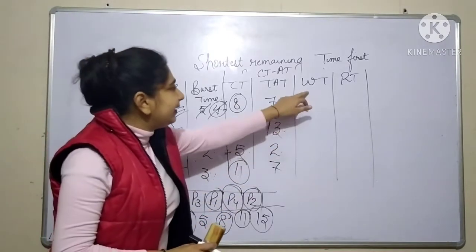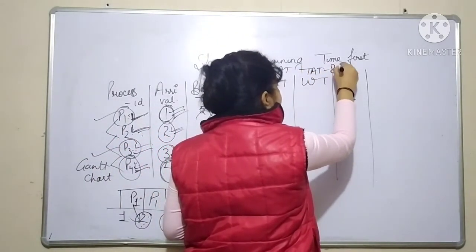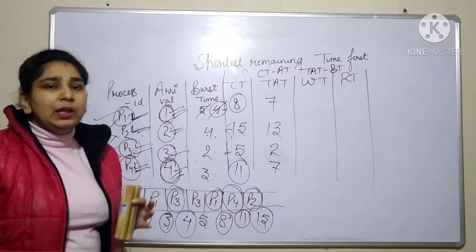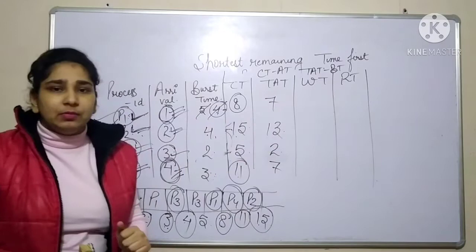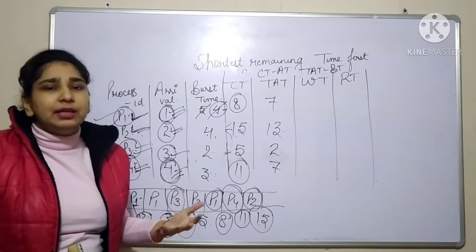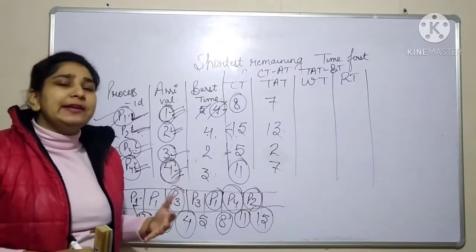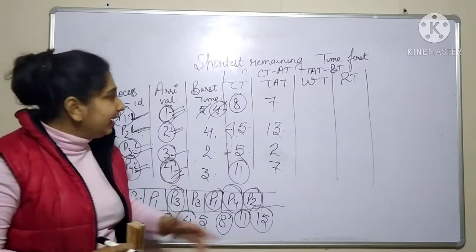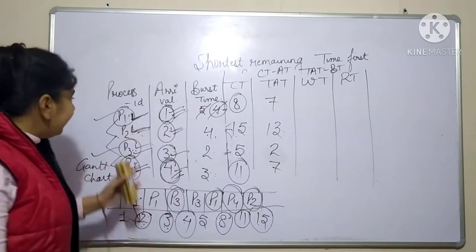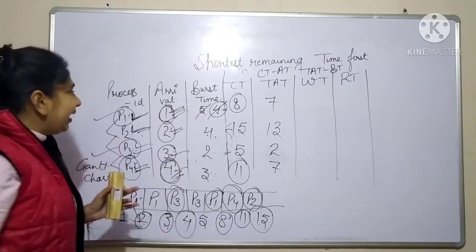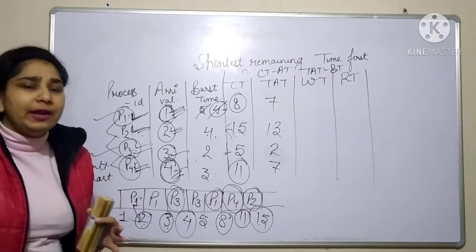How will we be calculating the waiting time? Turnaround time minus burst time. The total time in which your process was alive minus the execution time, how much time your process was executing on CPU. So the remaining time your process was waiting for the CPU. That is actually the waiting time. So your process P1 arrived in the main memory at 1. And how long did it have to wait for the CPU?